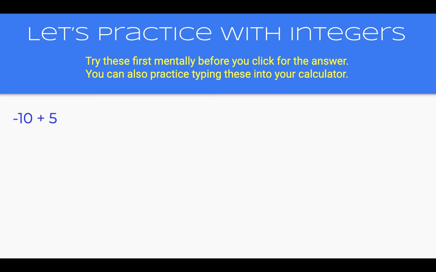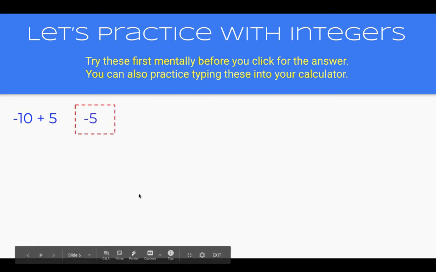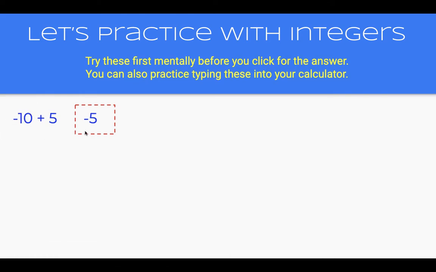So our first one, negative 10 plus 5. So we have opposite signs. We're going to subtract. 10 minus 5 is 5. And we look at our bigger number, which is 10. 10 is negative, so the sign becomes negative.